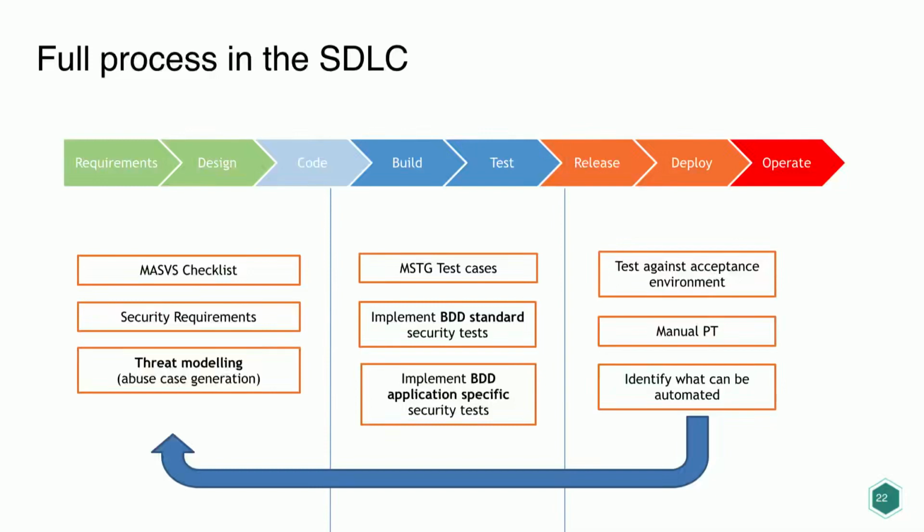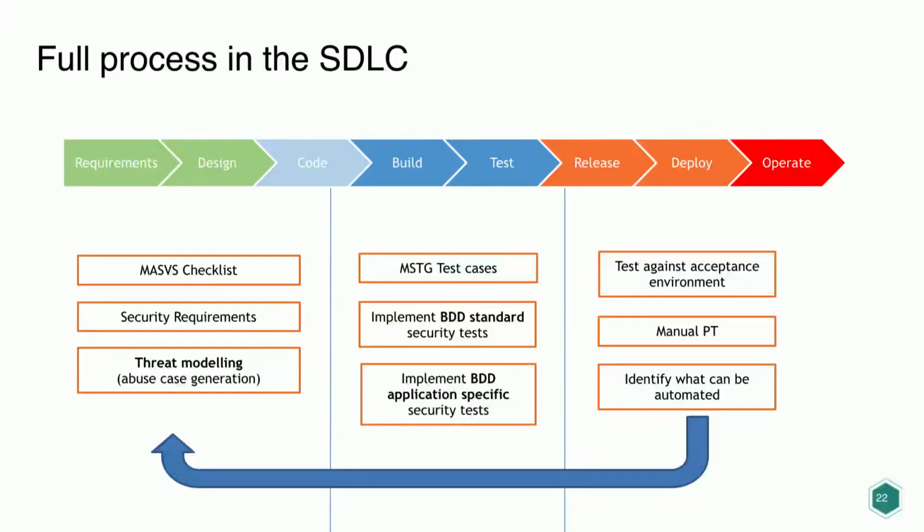So the full process in the SDLC will look more or less like this. We have the Mobile Application Security Verification Standard checklist, our security requirements, and, of course, our threat model. We want to translate our threat model and our security requirements into code, and, of course, the Mobile Security Testing Guide. We want to implement standard BDD tests that can be applied on every app because they interact with the operating system, but also application-specific BDD security tests, like testing the business logic or authentication bypass vulnerabilities and so on.